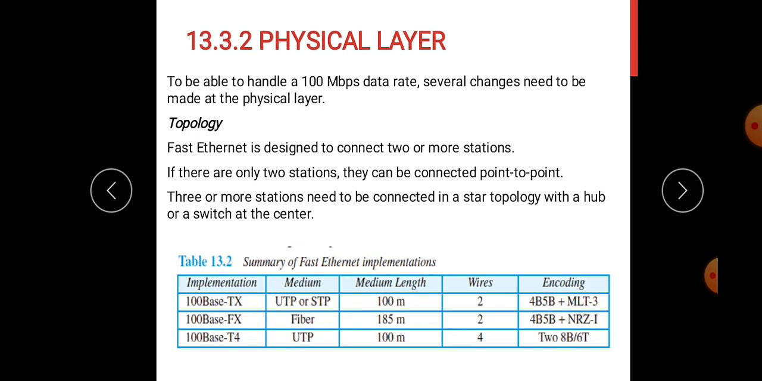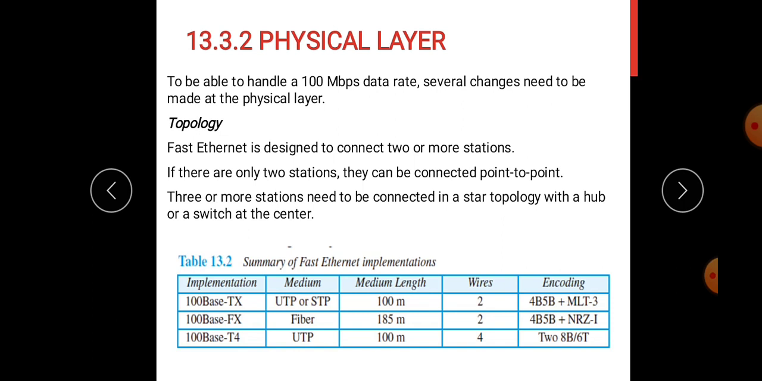To be able to handle 100 Mbps data rate, several changes need to be made at the physical layer. The first change is in the topology. Fast Ethernet is designed to connect two or more stations. If there are only two stations, they can connect using a point-to-point network. Three or more stations need to be connected in a star topology with a hub or switch at the center. The table will show the summary of Fast Ethernet implementation.